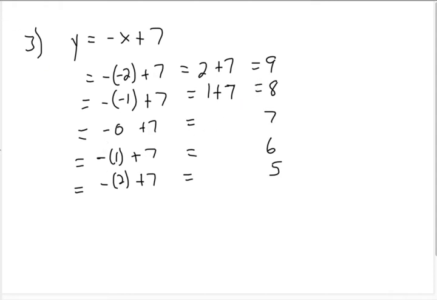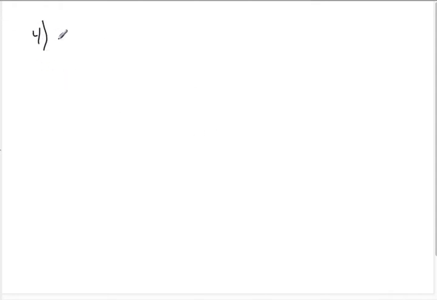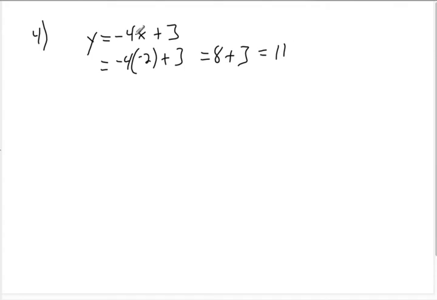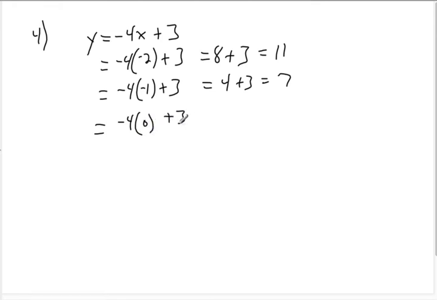Alright, that was 3. Moving along. Number 4, we have y equals -4x plus 3. Okay. Plugging in -2 gives us 8 plus 3, so 11. Plugging in -1, we have 4 plus 3, which is 7. And it looks like we're subtracting 4 each time because our slope is -4. So we have 3 in this case.